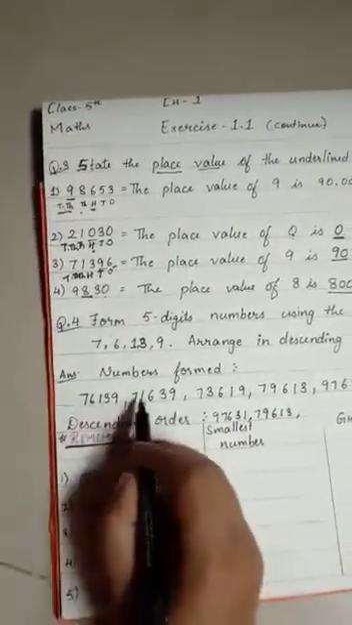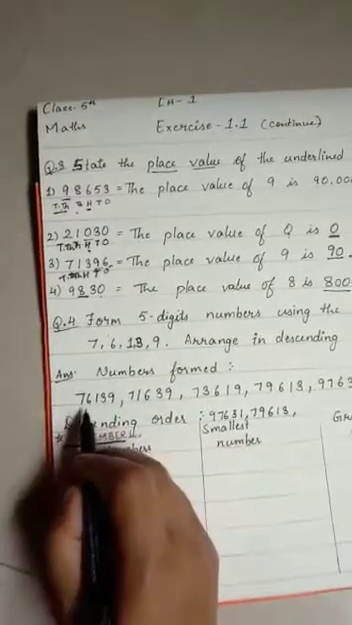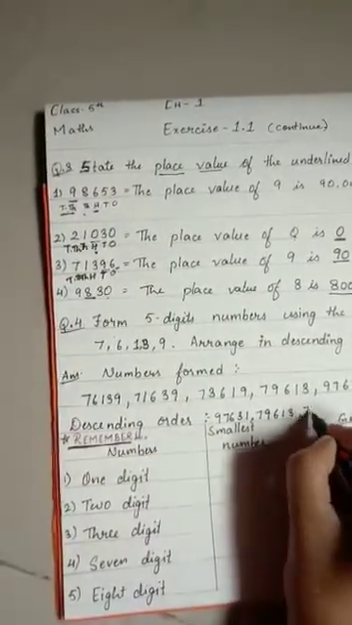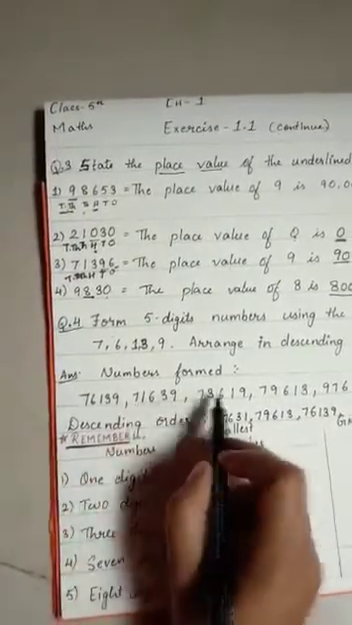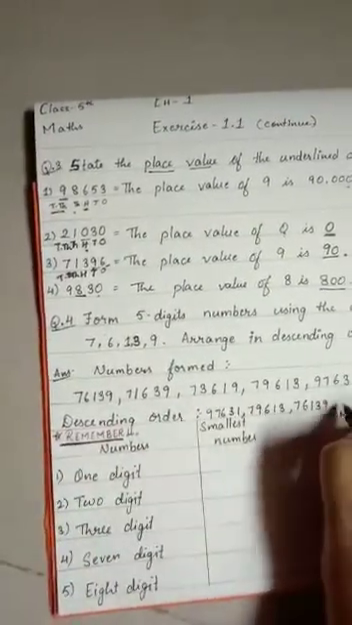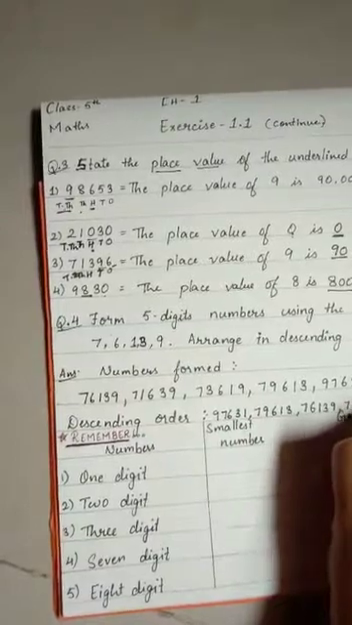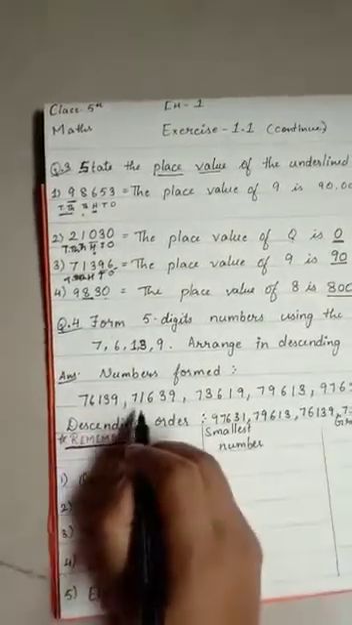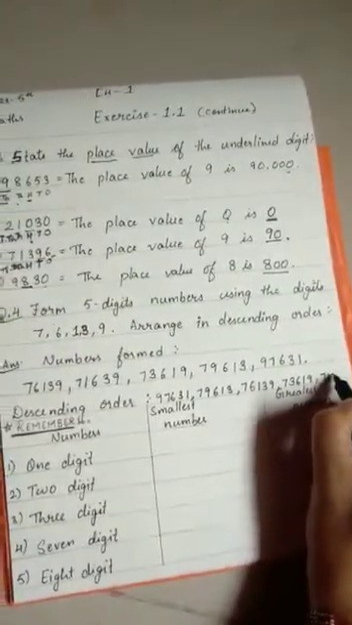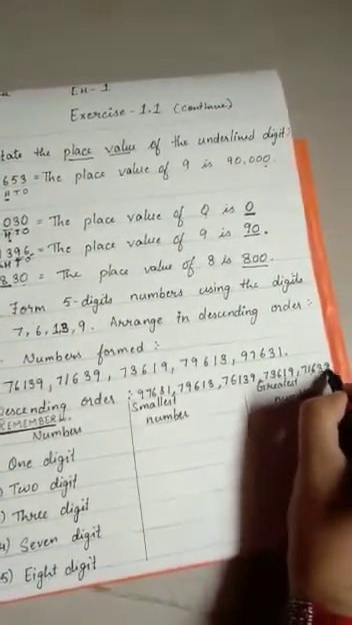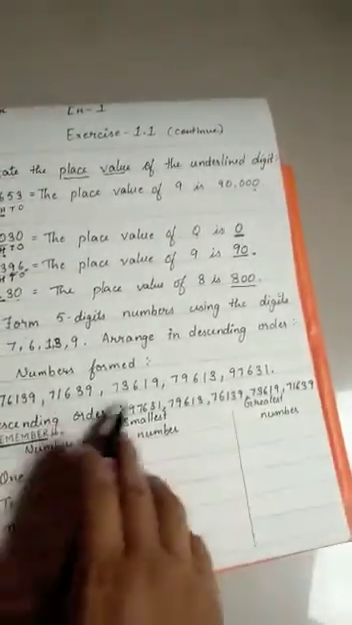Now 76, 71, 73. 76 is the bigger one, so I will write 76139. Now 71 and 73: which one is bigger? That is 73619. The last one will remain 71639. So this will be the descending order of these numbers.